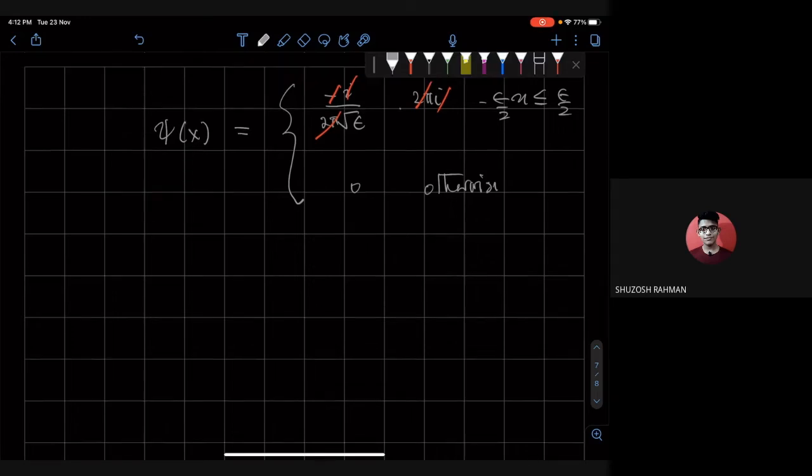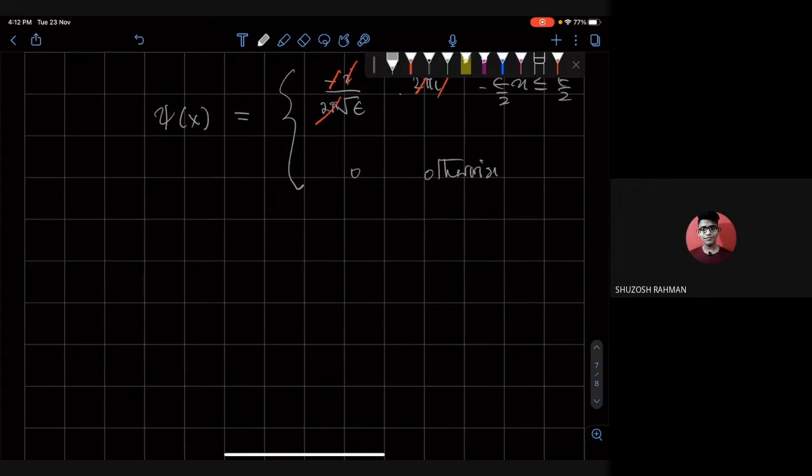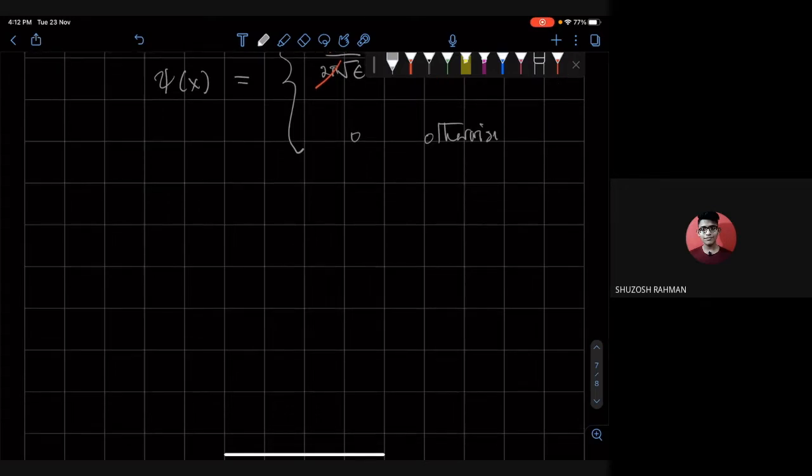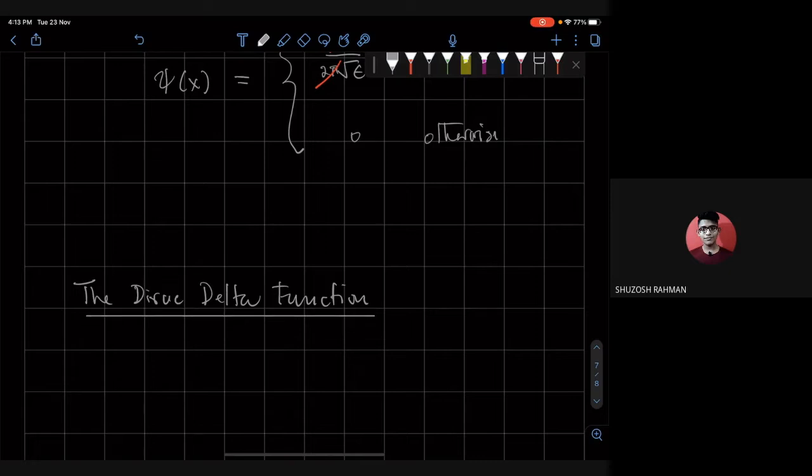So next, I want to introduce you to a very important idea. It was introduced by Dirac. It's called the Dirac delta function, or just a delta function. And the Dirac delta function is a bit of a misnomer because it's not a function.